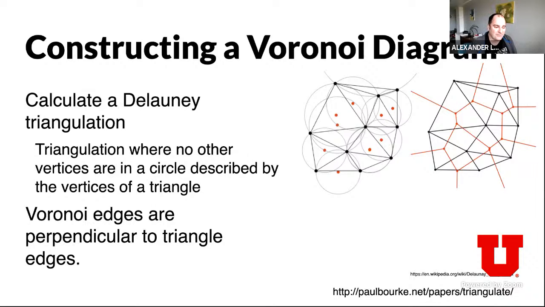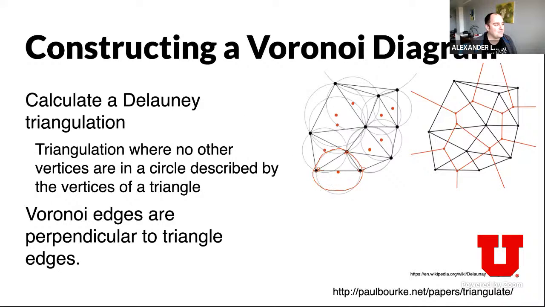But a Delaunay triangulation is a triangulation where no other vertices are in a circle described by the vertices of a triangle. What that means is, if I have, let's say, these 3 points here, and I draw this circle around these 3 points, that is described by these 3 points, there's no other vertex. This point here is outside, this point here is outside. Therefore, this is a Delaunay triangulation, right?